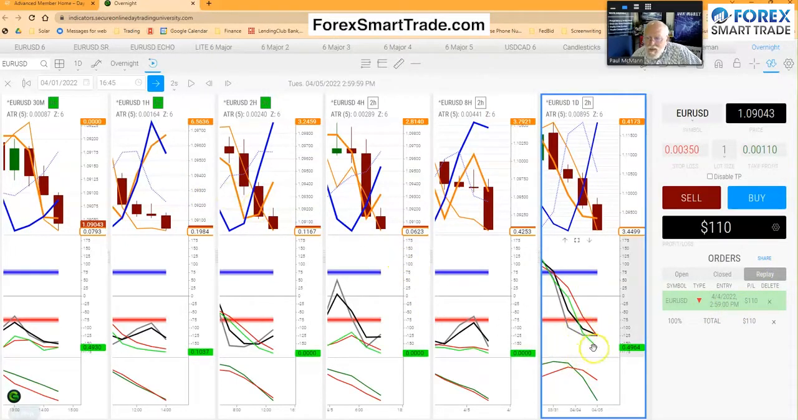Here is the current signal on Tuesday. We are further down, but everything is going down. Down pressure on the 8 hour, down pressure here, down pressure here. So since the majors are still going down, I am going to take another sell trade. And now we will advance it.